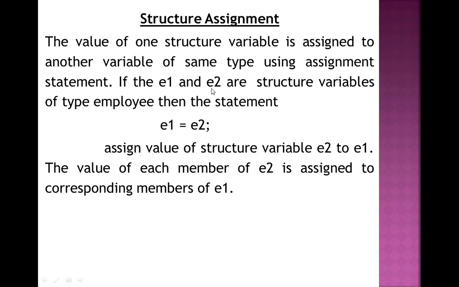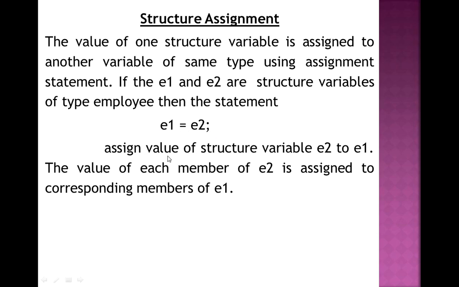For example, if E1 and E2 are structure variables of type employee, then the statement is E1 equals to E2. E1 and E2 are structure variables of the same type, that is employee. If I want to assign the values, E1 equals to E2, the E2 values go to E1. This is your destination and this is your source. So the source always comes on the right side and the destination on the left side.